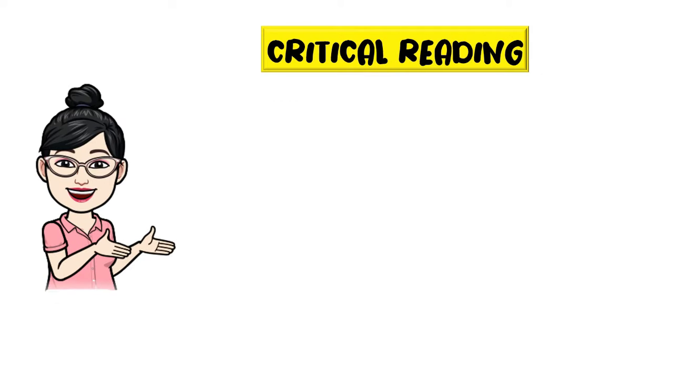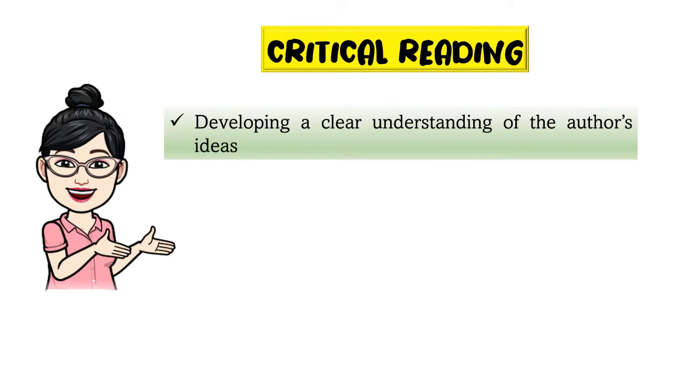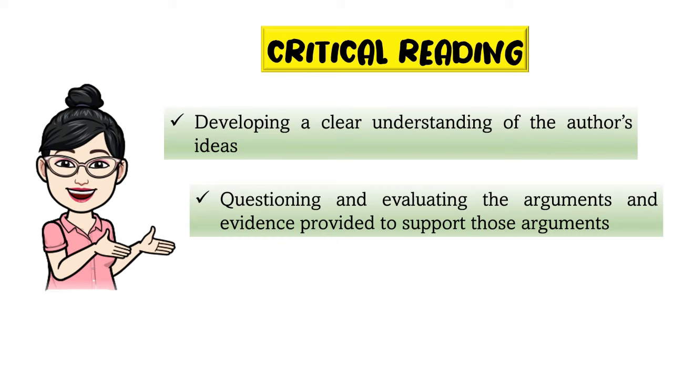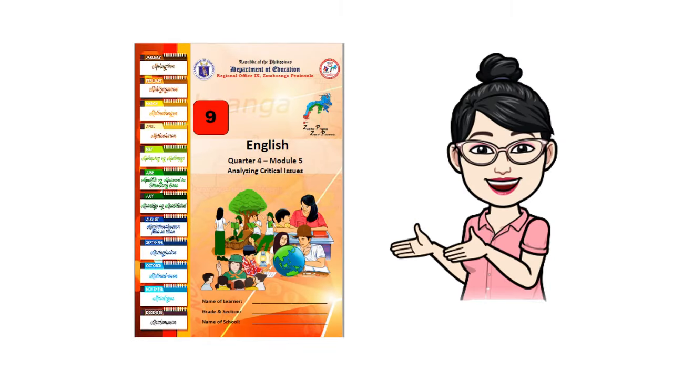Learning how to read critically involves becoming actively engaged in what we read by, first, developing a clear understanding of the author's ideas. Then, questioning and evaluating the arguments and evidence provided to support those arguments. And finally, by forming our own opinions. In this module, you are expected to develop your skills in critical reading.